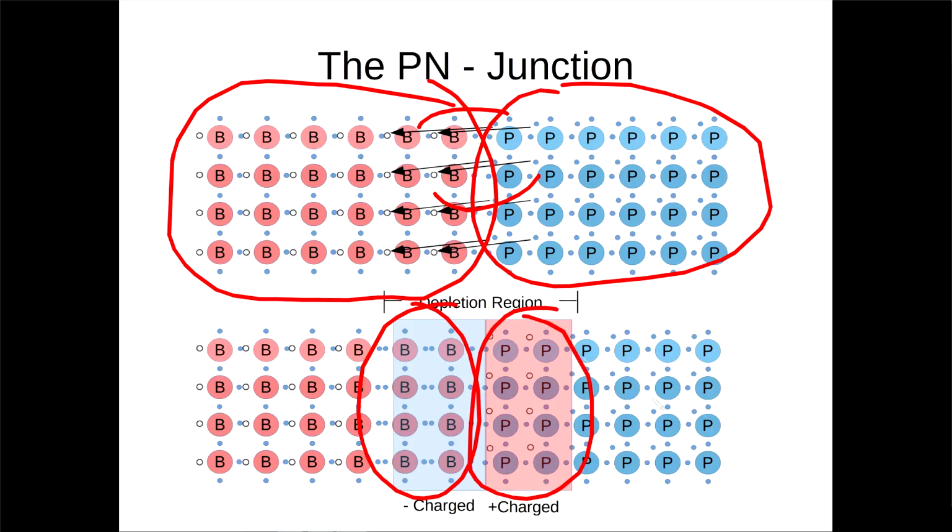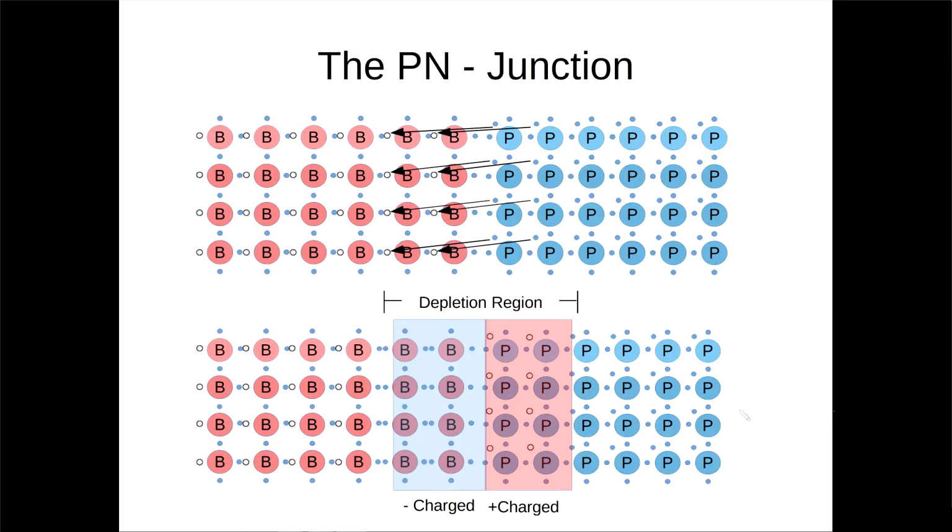And now we have this region where there are actually charges, and these are actually ions because they are charged atoms. The atoms are either missing electrons or have extra electrons, and so this side becomes negatively charged because these electrons moved over to here to fill in these holes, and this side becomes positively charged because these holes moved over here. And this is what we call the depletion region.